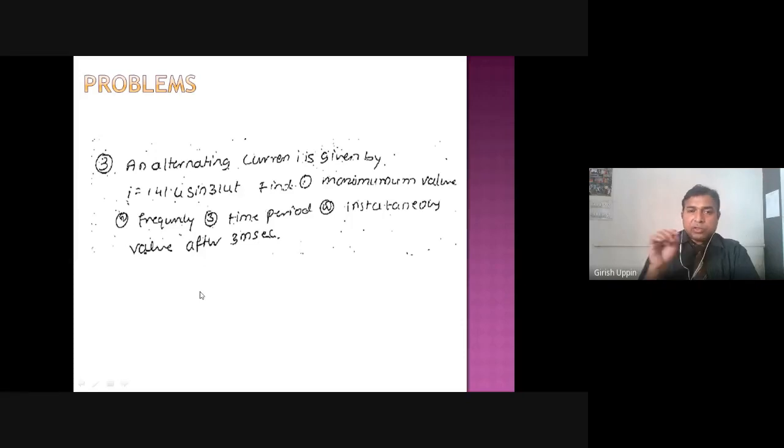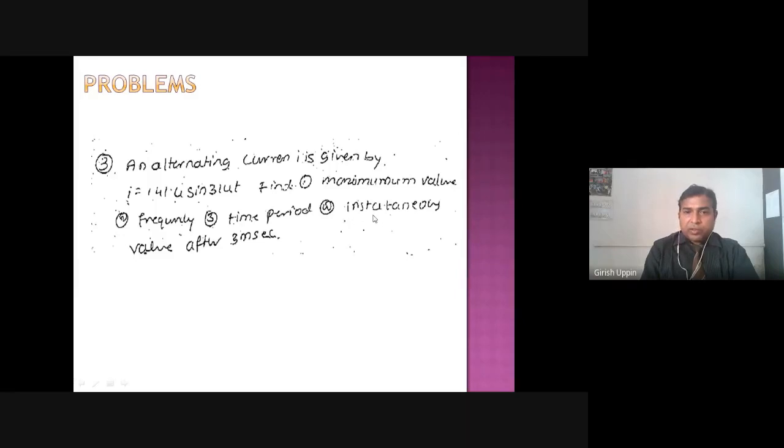And we know that omega is 2 pi f, which is equal to 314. Therefore, f is equal to 314 divided by 2 pi. So that is how we get the frequency. And once you know the frequency, the time period is T is equal to 1 by f.